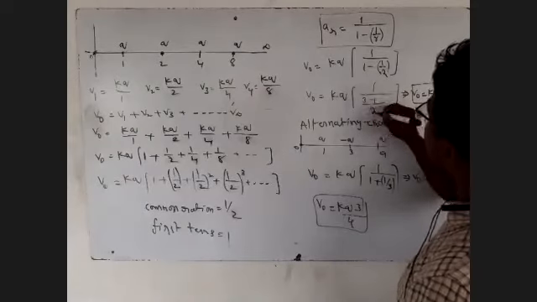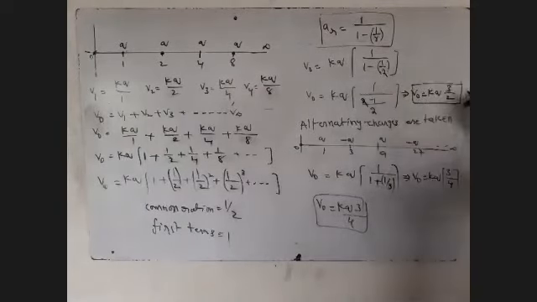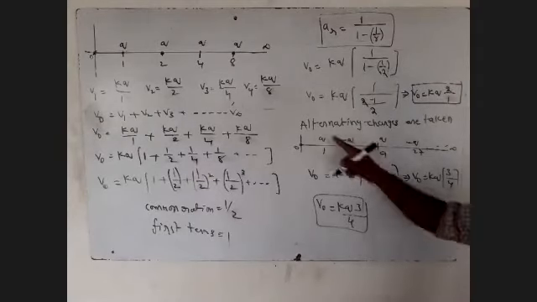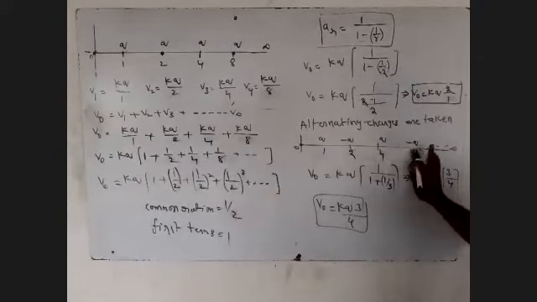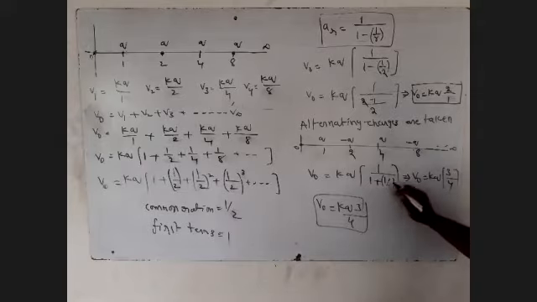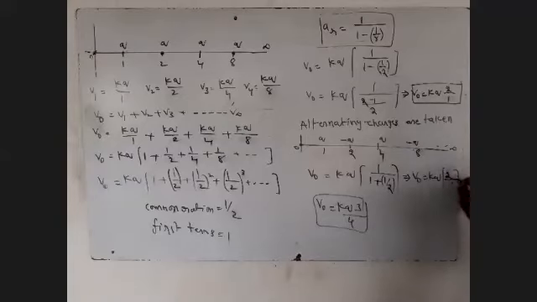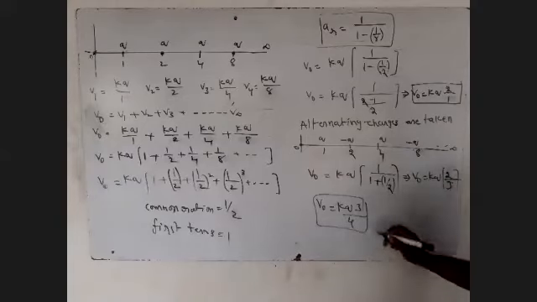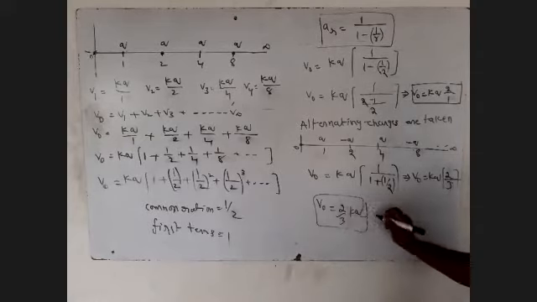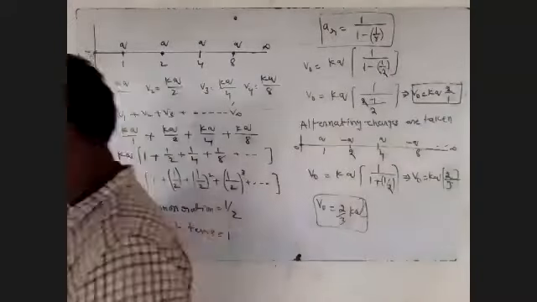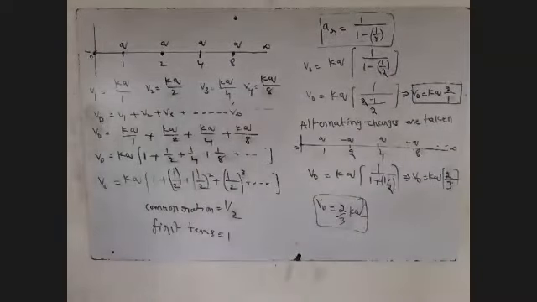So this is 2 by 1, 2 minus 1. Alternating charges are taken: 1, 2, 4, 8. This is 1 by 2, take 2 upside, 2 plus 1, this is 2 by 3rd. So 2 by 3rd K Q is your answer. Okay, so that is one type.